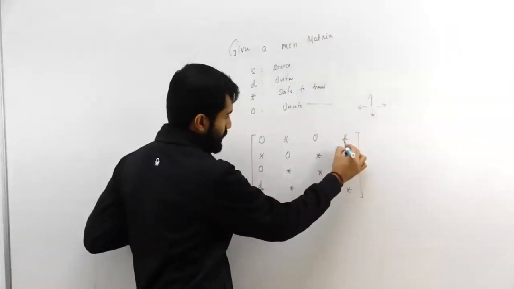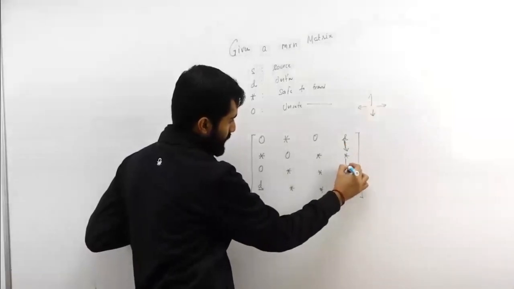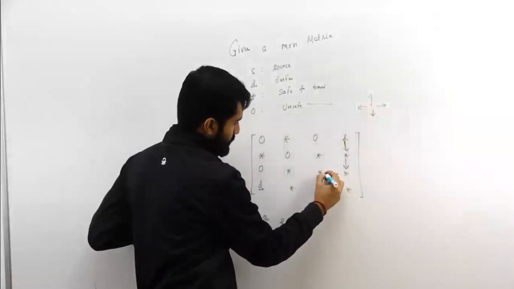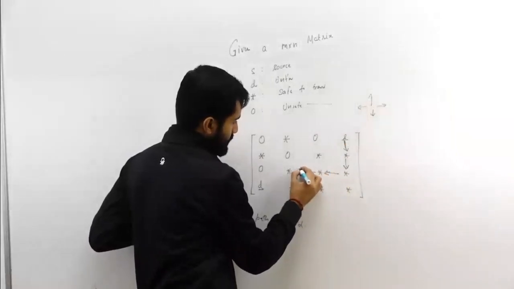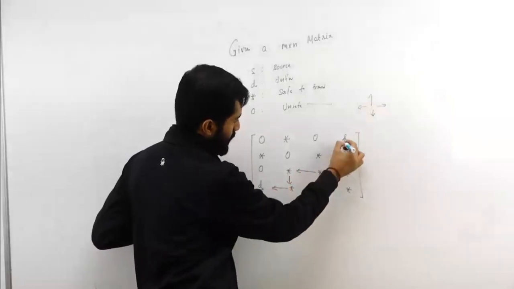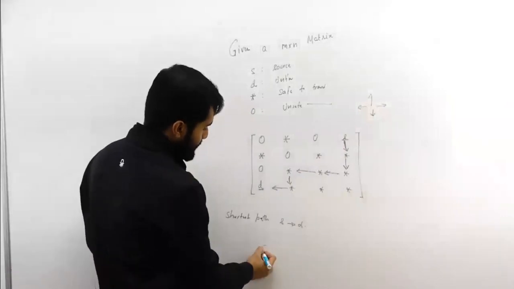from here to here. This move is allowed. I can move down. Then maybe I can move down again. Then maybe I can go like that. Then maybe I can go like that. 1, 2, 3, 4, 5, and 6. So it looks like 6 is the answer.